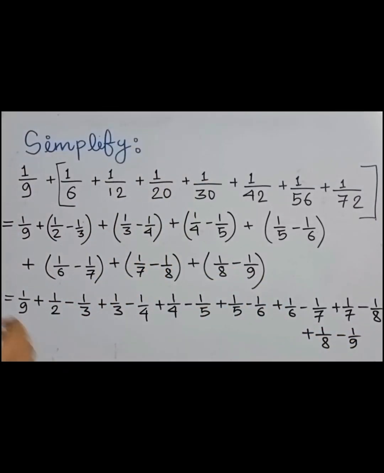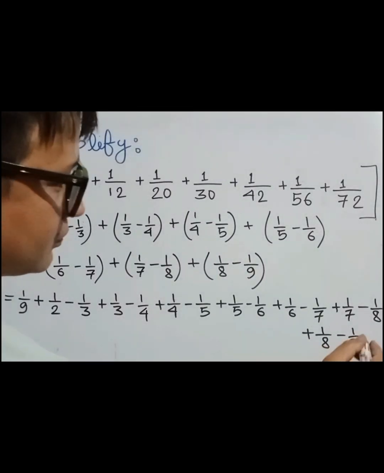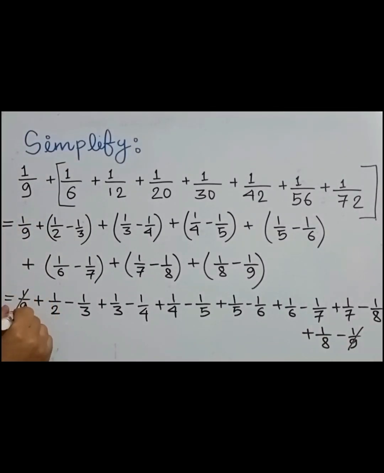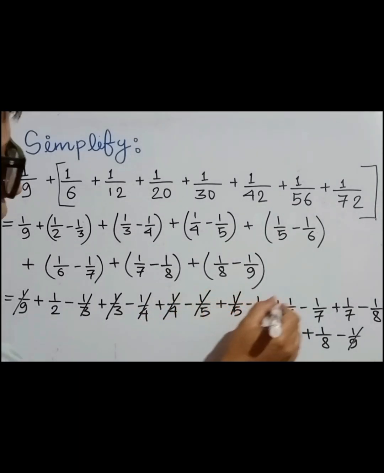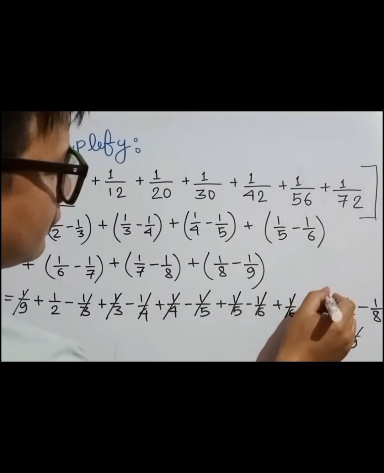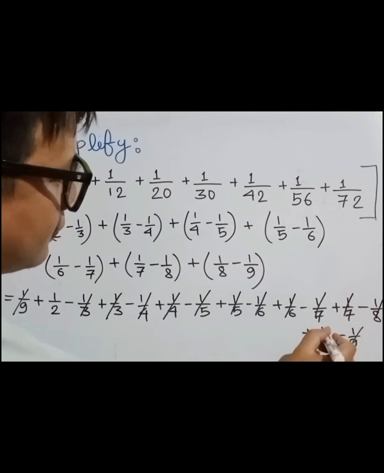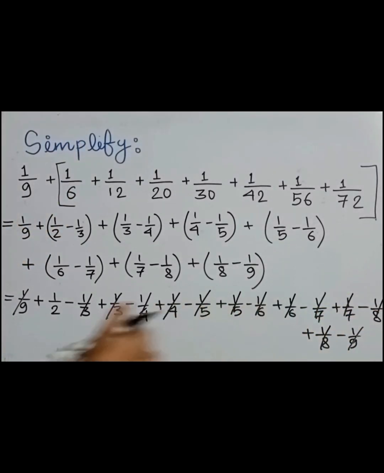Now we can see that some numbers exist in pairs with opposite sign. 1 upon 9 minus 1 upon 9, they are cancelled. Minus 1 upon 3 and plus 1 upon 3 are cancelled. Minus 1 upon 4 with plus 1 upon 4, minus 1 upon 5 with plus 1 upon 5, and so on. Now we can see after cancelling all the possible numbers, there exists only one number, that is 1 upon 2. We can write this in decimal form, which is equal to 0.5. And this is the simplified value of this number.